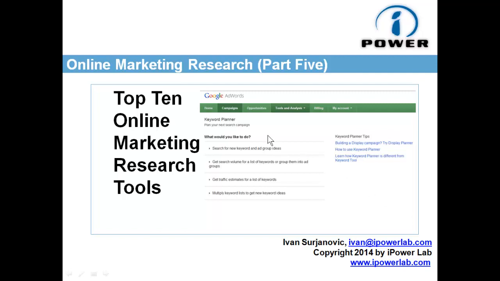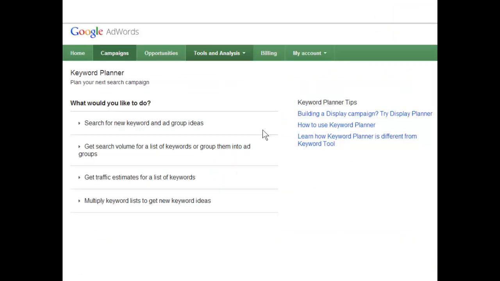And now finally presenting part 5 of online marketing research tools. I'm presenting today tool number 1, which is Google Keyword Planner.